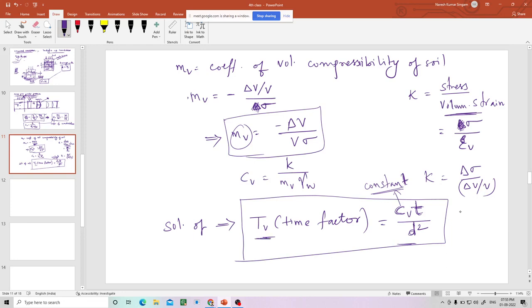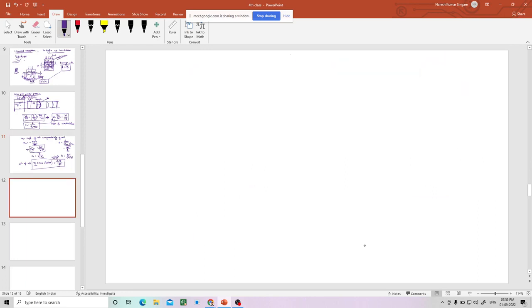Now how to find out TV? There is another formula for TV from the percentage of the consolidation. So now I am just writing, TV equals CVT by D square. And TV is changing. This term, time factor, will change from 0 consolidation to 100% consolidation. Time factor means what? From 0 time to the final settlement time. So there is a formula for it according to the percentage of the consolidation.